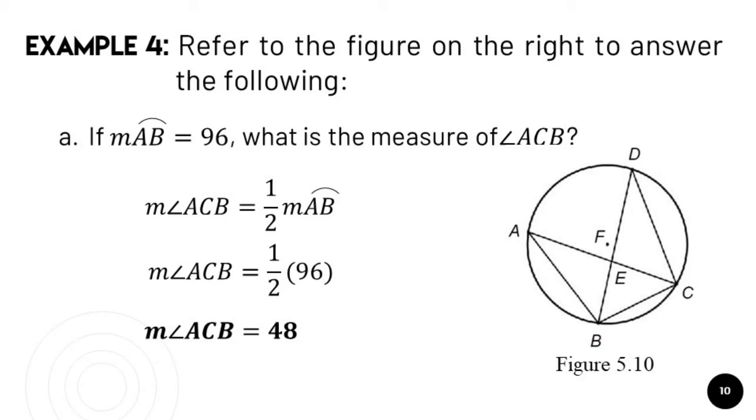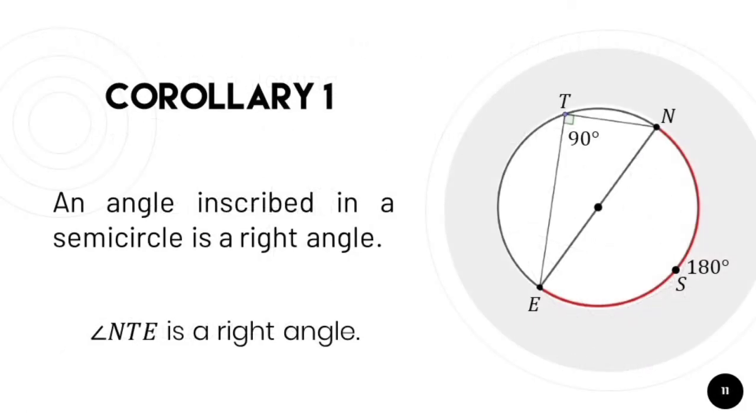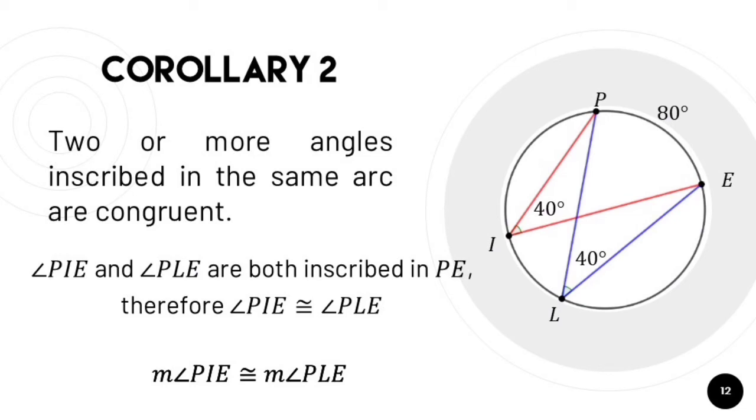Since the idea of the inscribed angle theorem has been cleared using the previous examples, we can now move on to the next set of theorems about inscribed angles. Corollary number 1. An angle inscribed in a semicircle is a right angle. On the figure, angle NTE is inscribed in a semicircle. Using the idea of the inscribed angle theorem, the measure of the angle is 1/2 of the measure of the semicircle, giving us 90 degrees as the measure of angle NTE. Therefore, angle NTE is a right angle.